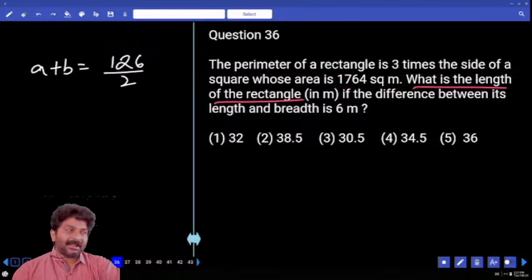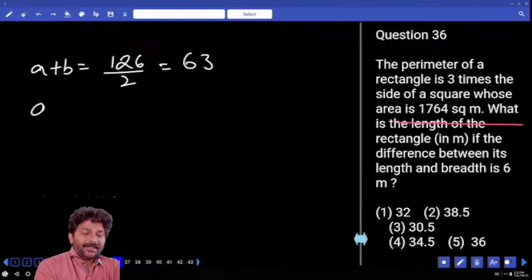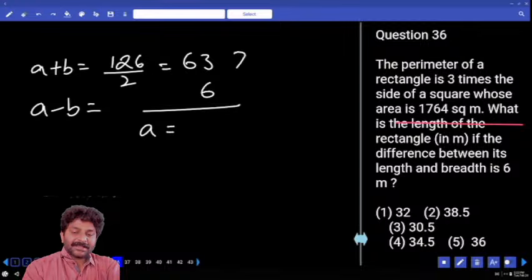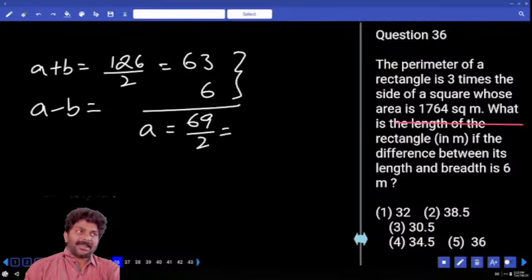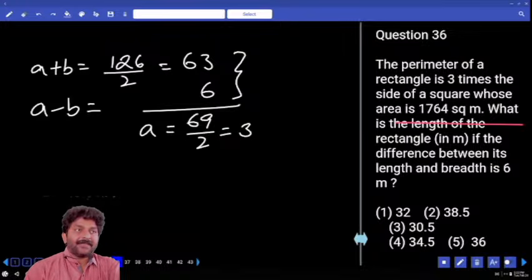What is the length of the rectangle? That's what we need to calculate. If the difference between length and breadth is 6, sum is equal to 63, difference is equal to 6, and we were asked to calculate the larger number only. Right. So that is sum plus difference divided by 2. 69 by 2, which is 40 minus half, 39.5. Sorry. 70 by 2 is 35, minus half, which is 34.5.